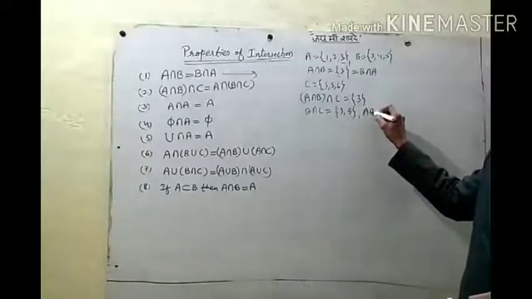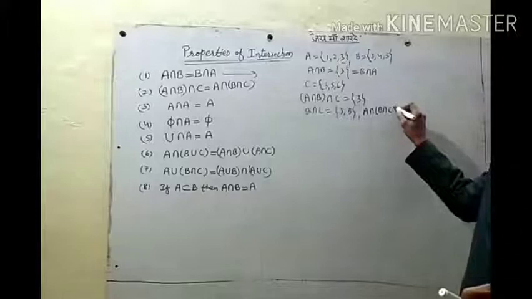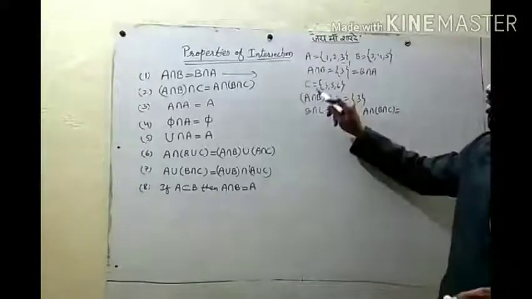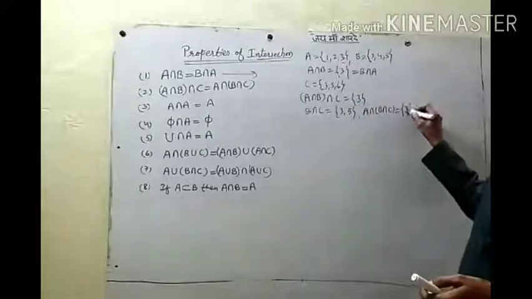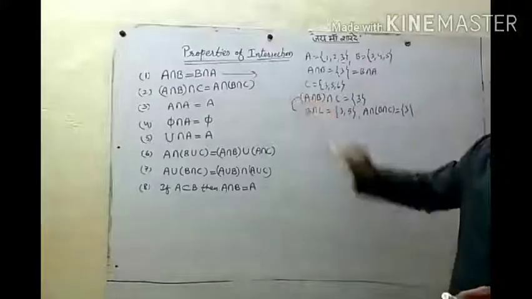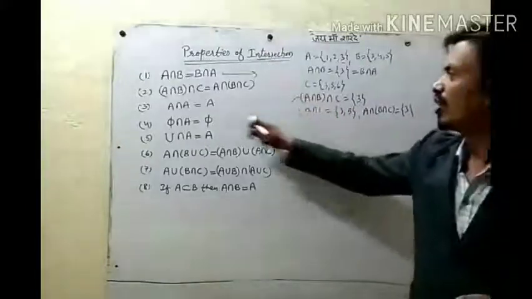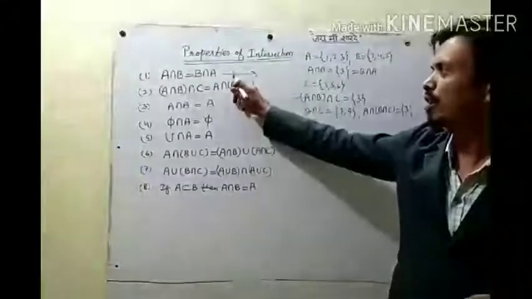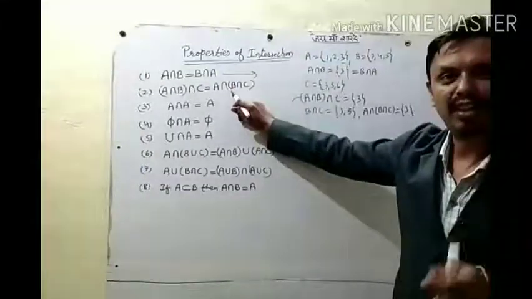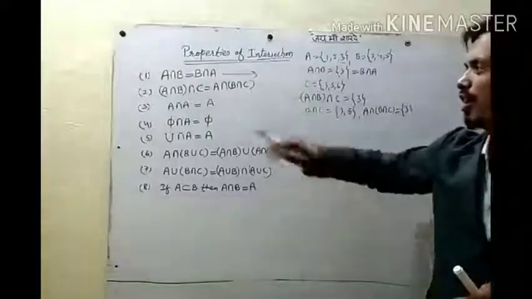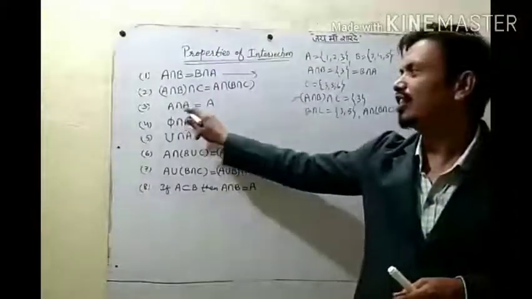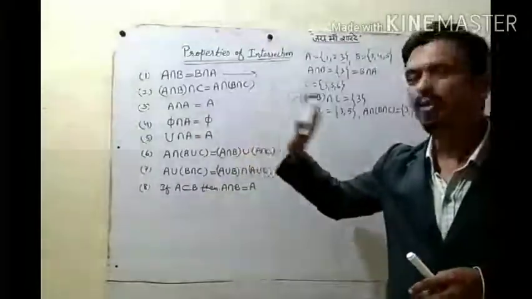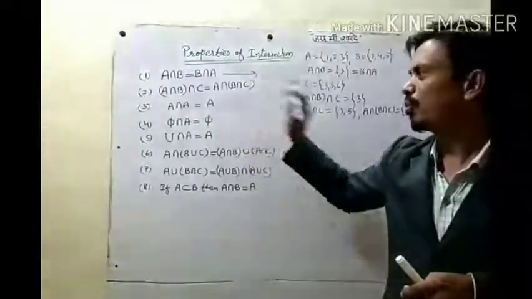Then A intersection B intersection C, so common elements of A and this set, we have only 3, which is the same as this set. So these two are equal. So the commutative property and the associative property both hold for intersection also. Then A intersection A, clearly it is A only, the idempotent property.